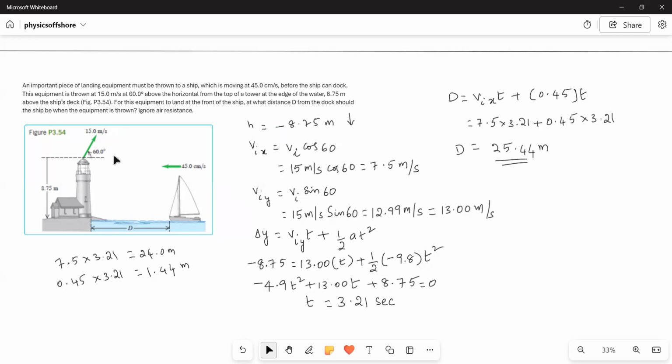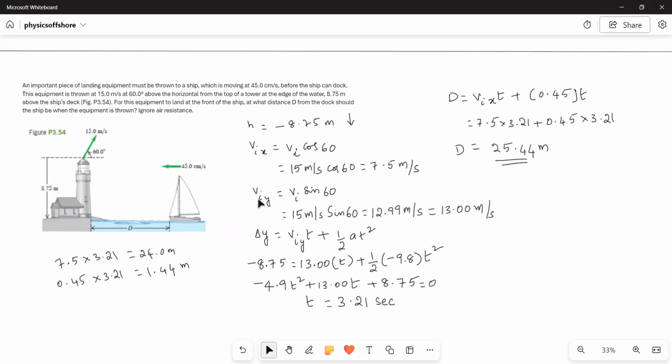It is traveling with a velocity of 15 meters per second, making an angle of 60 degrees with the horizontal. So the horizontal component of velocity is 7.5 meters per second, because it is VA cos 60. Here VA is equal to 15 meters per second, and the angle is 60 degrees with the horizontal, and we have to take the horizontal component, the adjacent side, the cos component. Therefore, it is traveling with a speed of 7.5 meters per second in the x direction.